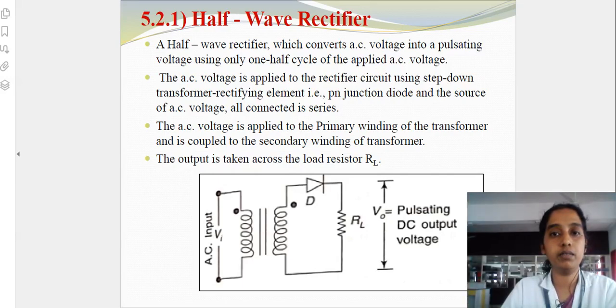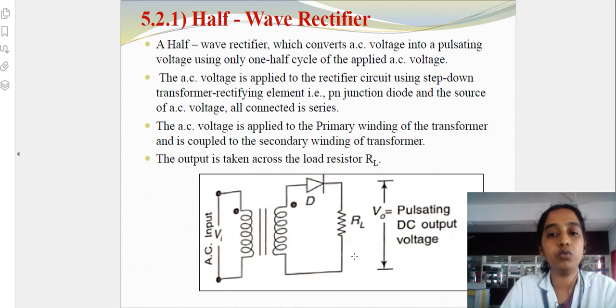Good morning everyone. Let us now see about half wave rectifier. So the half wave rectifier converts AC voltage into pulsating DC voltage using only one half cycle.